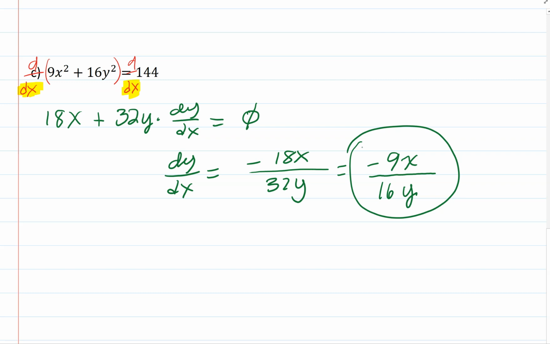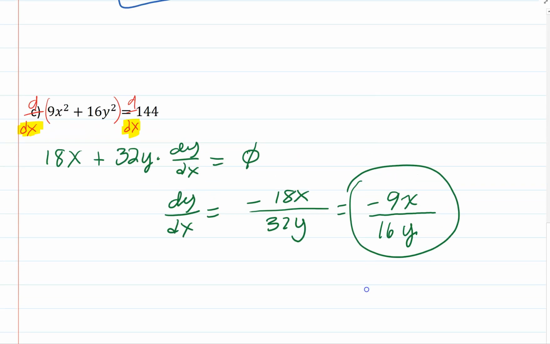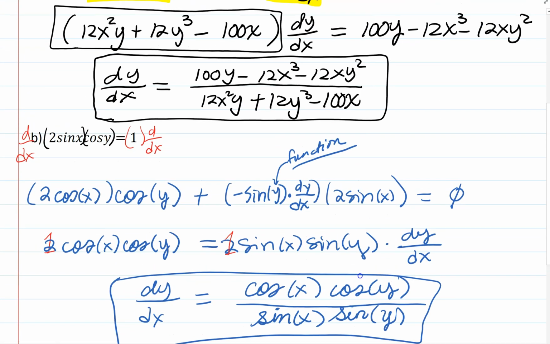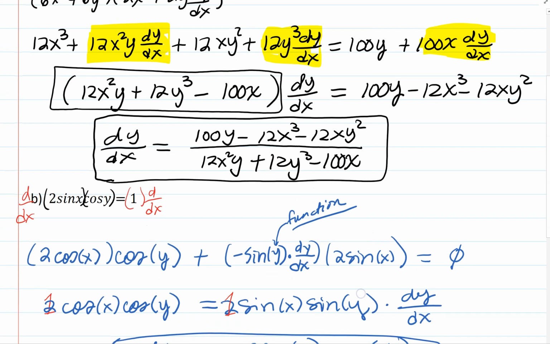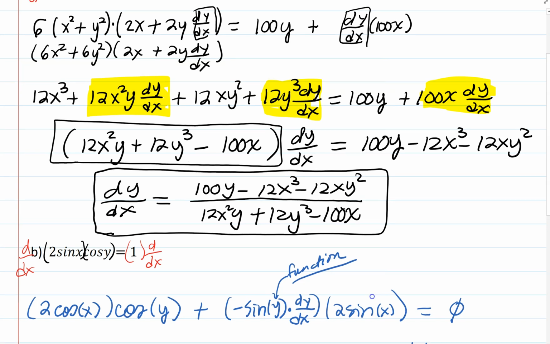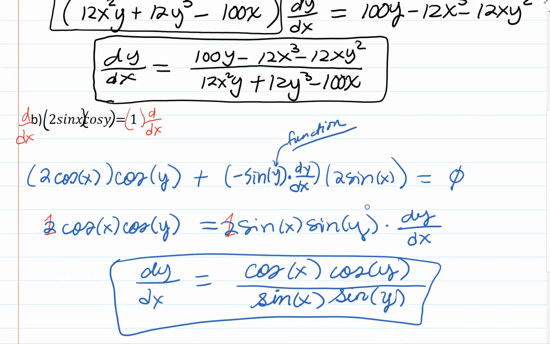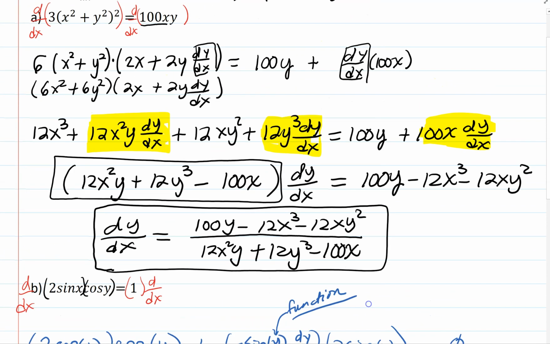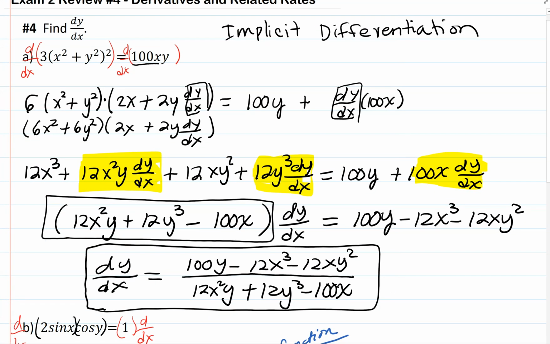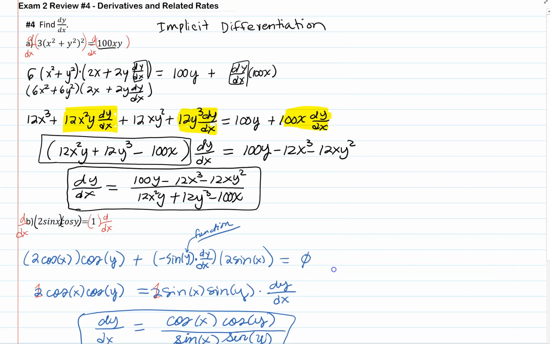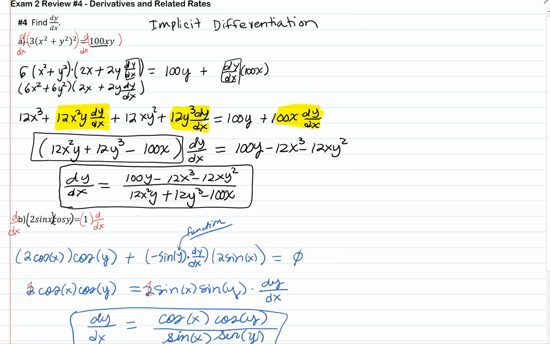Now that I think about it, I should have written part C on top so that the progression of the level of difficulty would be a little bit better. Anyhow, part C is a basic implicit differentiation problem. Part B is actually medium difficulty, and part A is somewhat of a more difficult question. Okay, so that is implicit differentiation. That is one part of your exam 2.